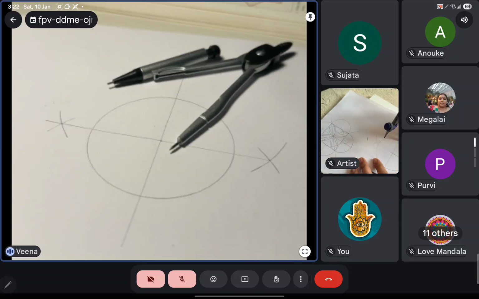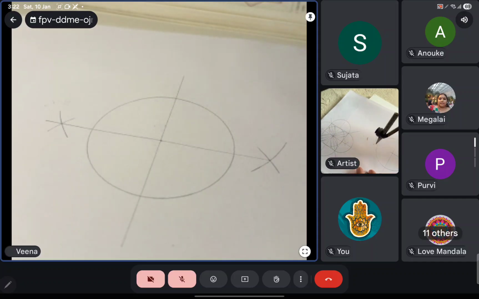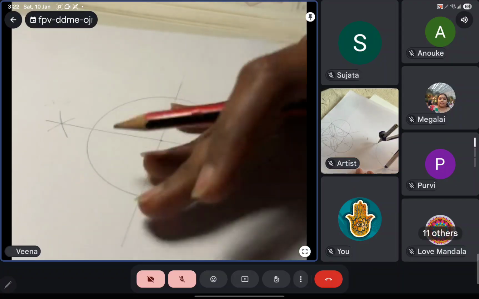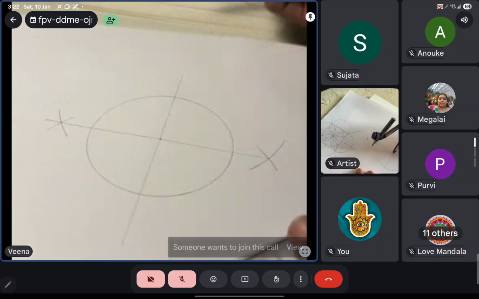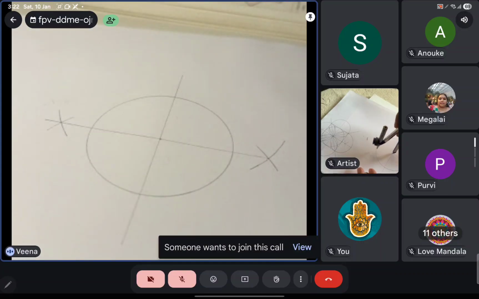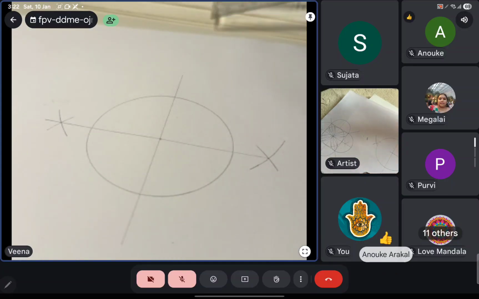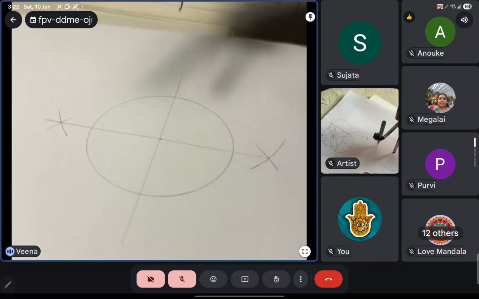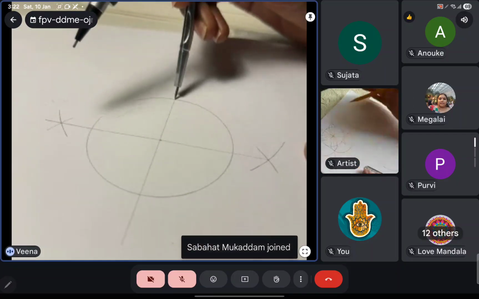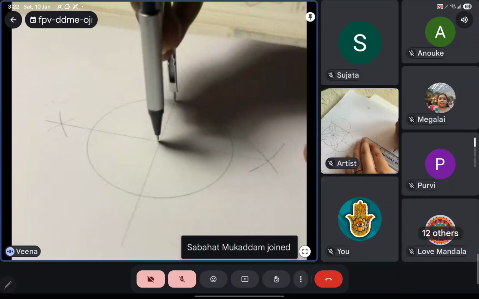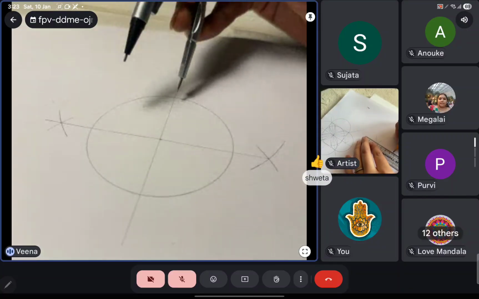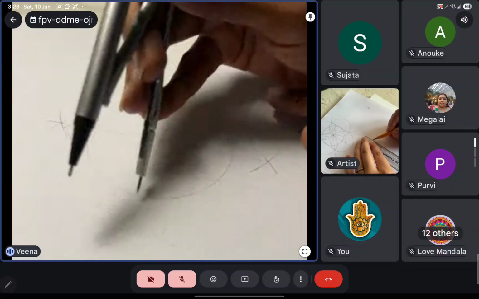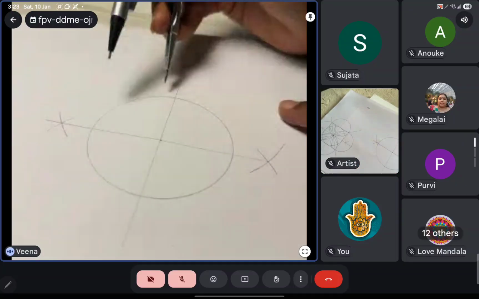Yeah, and then can I go ahead? Like, let me know if it's okay. And then the next step was taking the same radii measurement, 3.5. We're going to draw circles from all the four intersecting points.